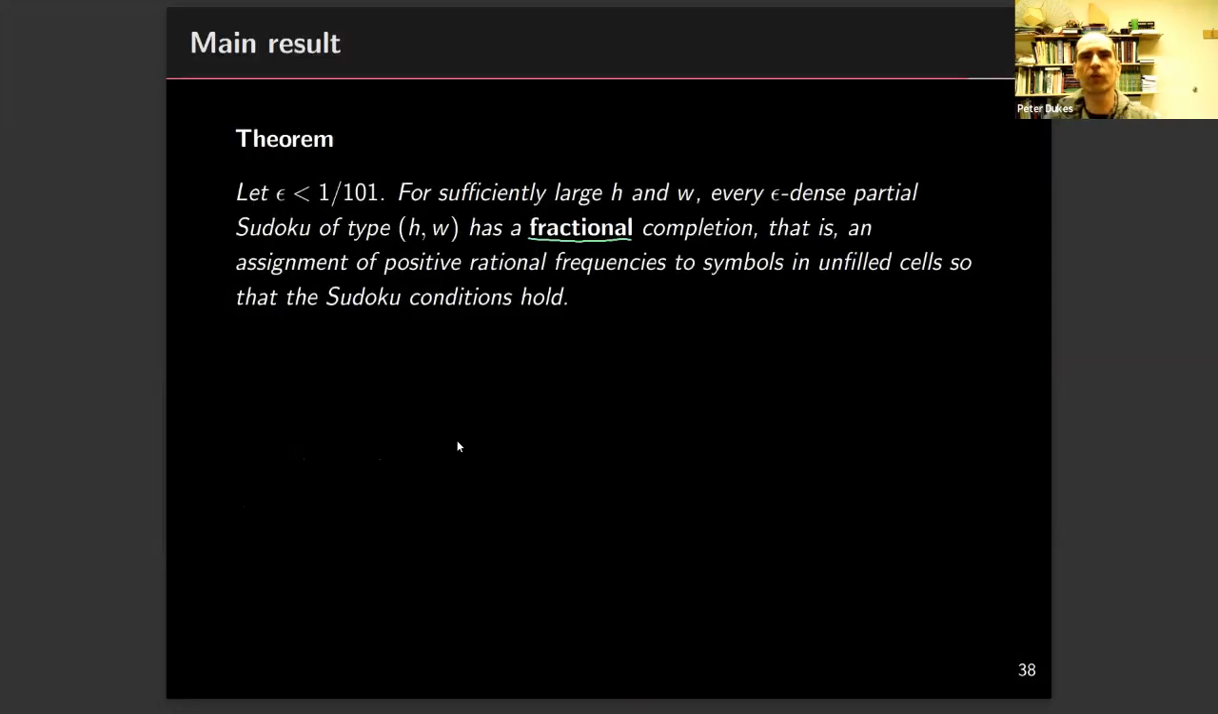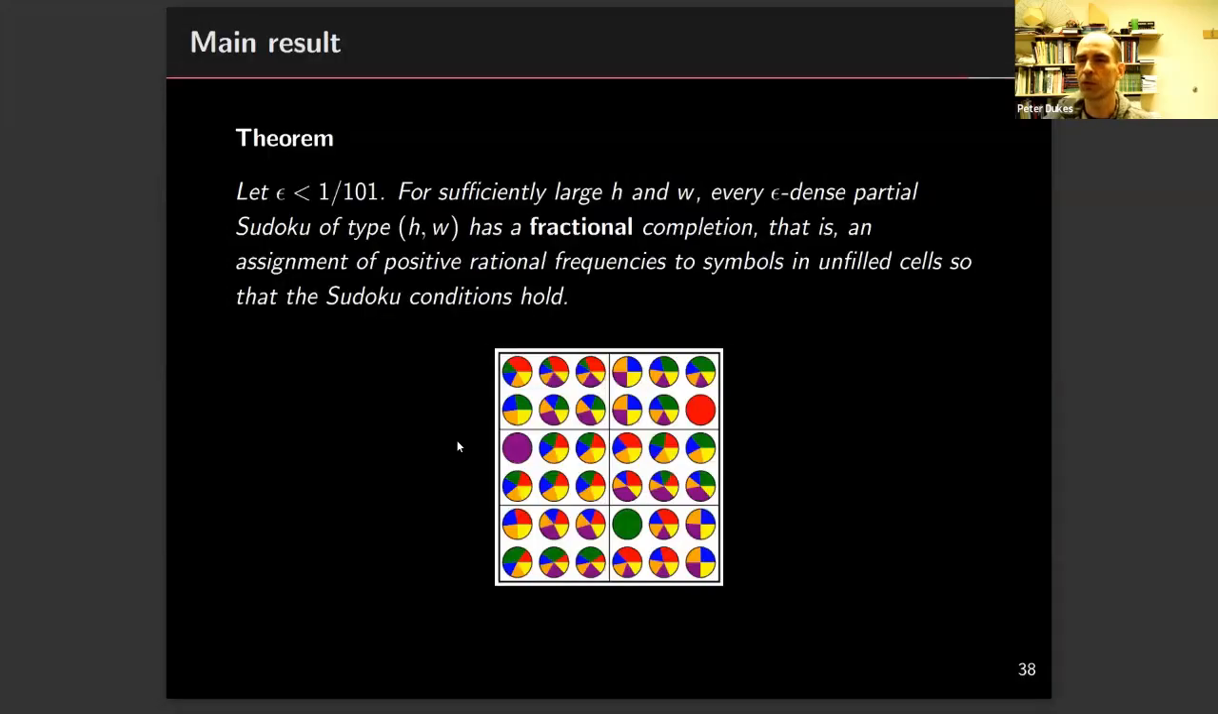All right, so now here's the main result finally. Suppose epsilon is small, and here small can be up to 1 over 101. For sufficiently large H and W, every epsilon dense partial Sudoku with those H by W boxes has a fractional completion. That is, we have an assignment of positive rational frequencies or values to the symbols in unfilled cells so that Sudoku conditions hold.